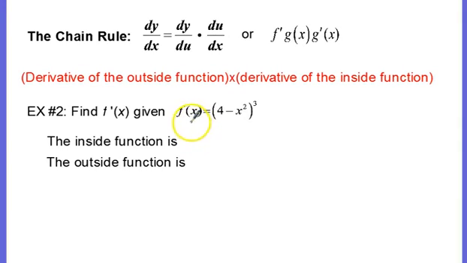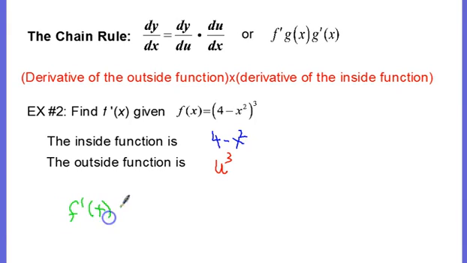Here we have f of x equals (4 minus x squared) cubed. So our inside function is what's inside parentheses, 4 minus x squared. And you'll notice that this is being raised to the third power. And so you can think of the outside function as being something like u to the third power. And so what I want to do is to take the first derivative, and let's use the chain rule for that.